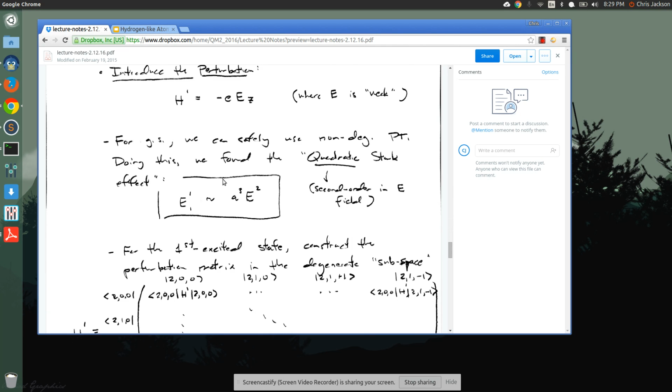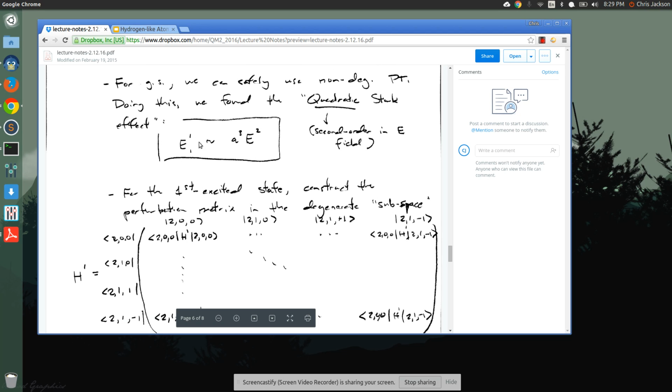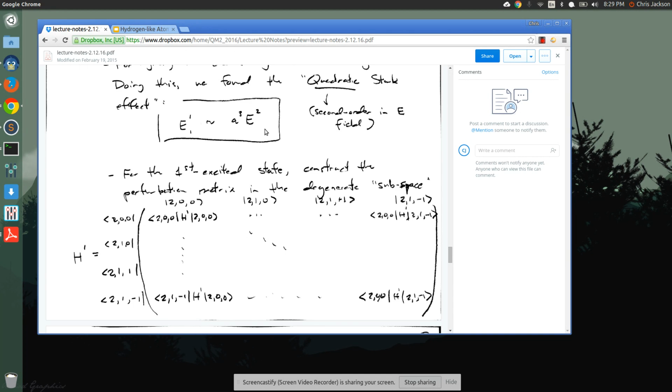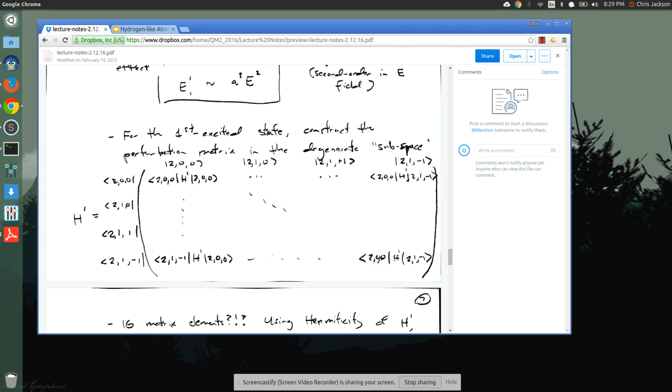I don't want to have to go through all this stuff again. The ground state was non-degenerate, so we could use non-degenerate perturbation theory, and we'd actually done that a week or two ago and found that the energy correction there goes like the electric field squared. That's why it's called the quadratic Stark effect. Whereas in the first excited state, there's a high level of degeneracy.